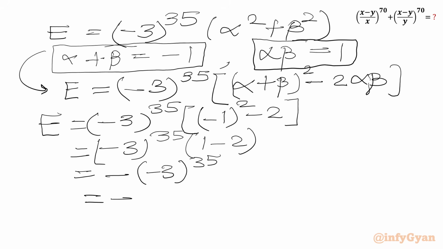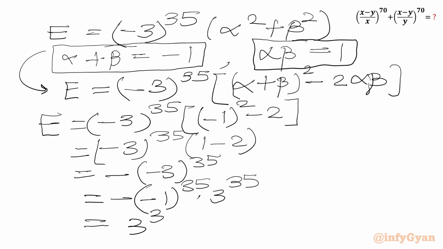And we can write minus times minus 1 raised to the power 35 times 3 raised to the power 35. Minus 1 with odd power is always minus 1. So minus times minus becomes plus. Our answer will become 3 power 35.